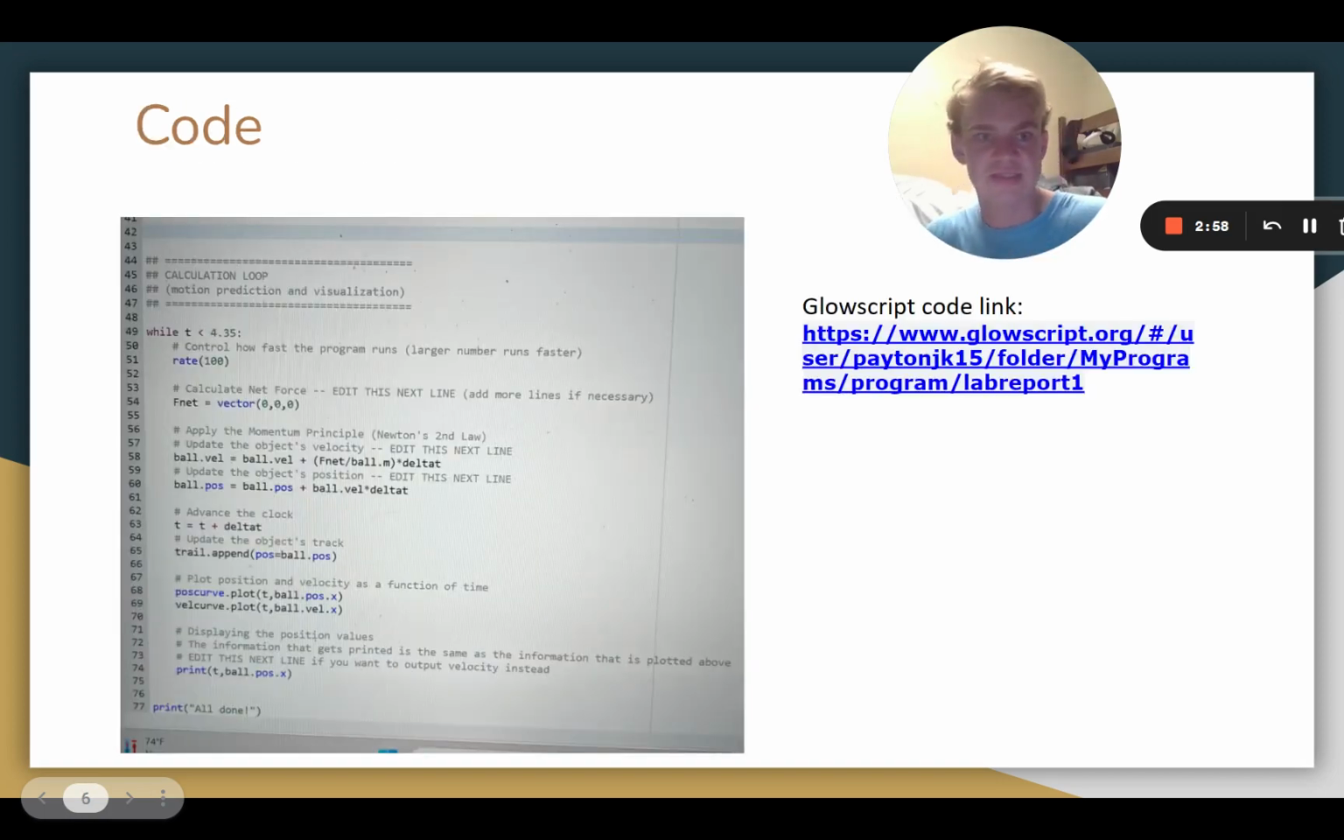And then here is my code. That was the end time. Here we have the vector for force being 0. Here are those two equations from before, just rewritten with the variables that the computer would understand. And again, this F net divided by the mass times delta t would come out to be 0, leading to constant velocity. And then here is the link to my GlowScript code.